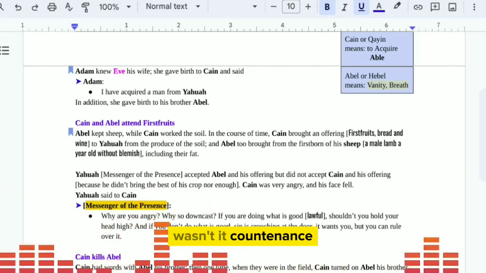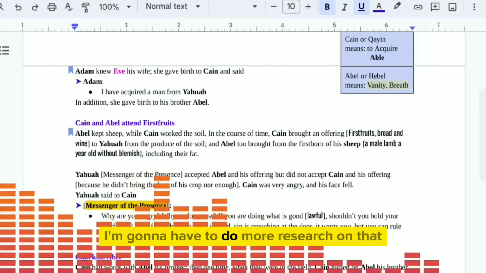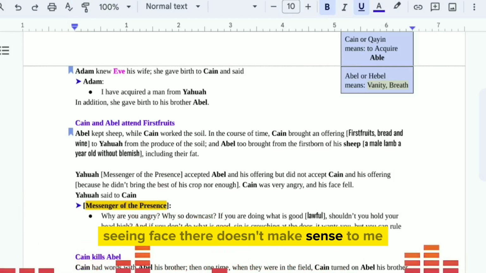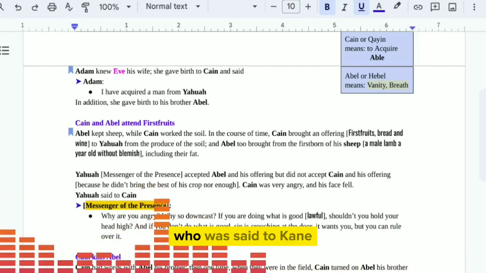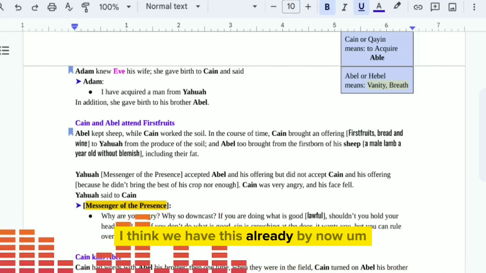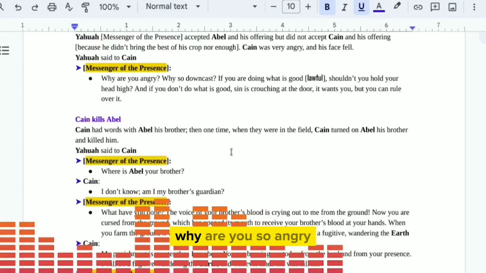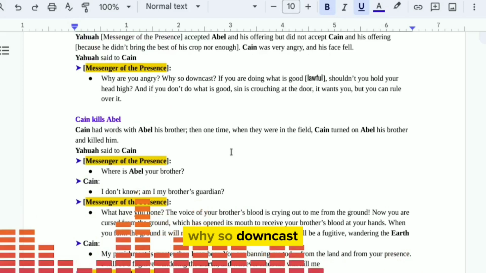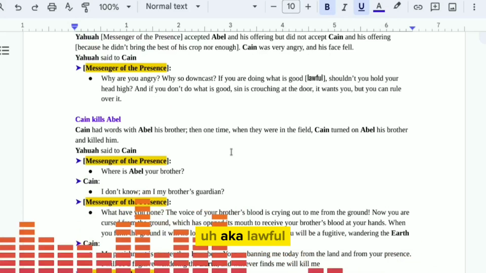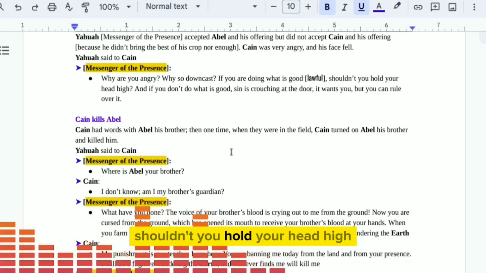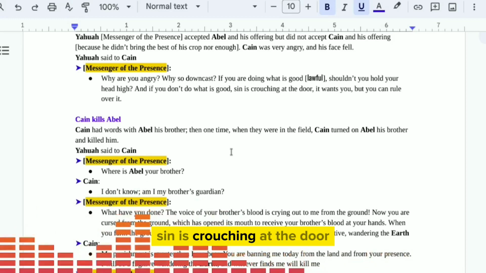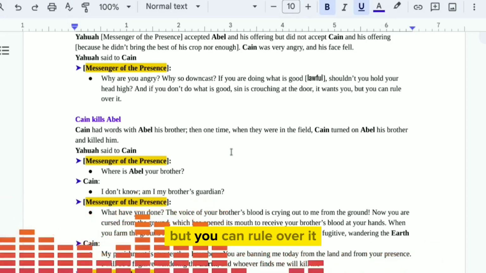Wasn't it countenance? I'm gonna have to do more research on that, because seeing face there doesn't make sense to me. Okay, so Yahuwah said to Cain, Yahuwah being the messenger of the presence, I think we have this already by now. Why are you so angry? Why so downcast? If you are doing what is good, aka lawful, shouldn't you hold your head high? And if you don't do what is good, sin is crouching at the door. It wants you, but you can rule over it.